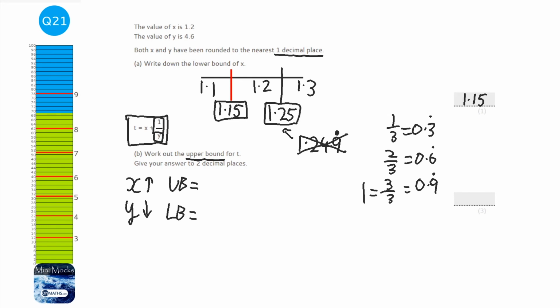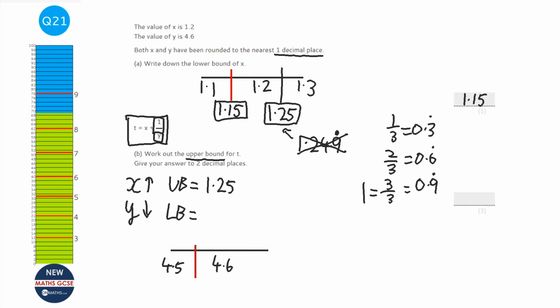So the upper bound of x is 1.25. So we need to do a little number line to get the lower bound of y. So it's 4.6. So the next one down would be 4.5. So the cutoff point is going to be halfway, which is going to be 4.55. So that's going to be our lower bound, 4.55.